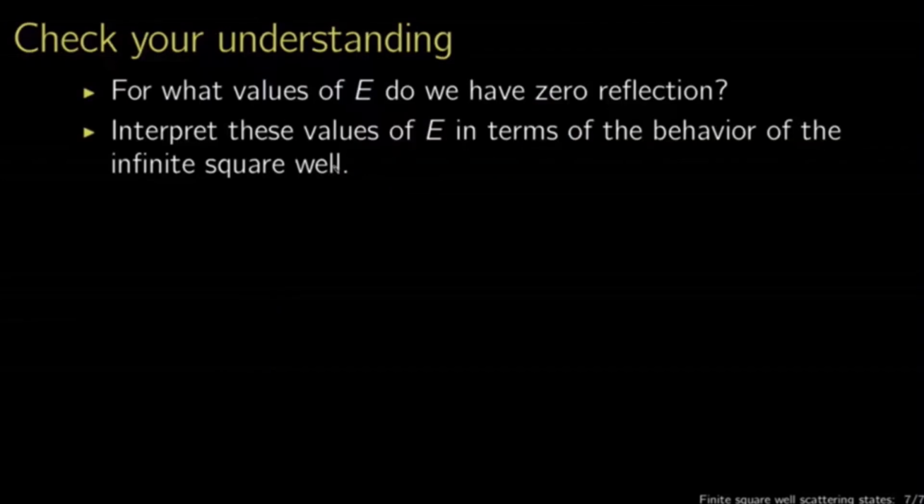That's about it. To check your understanding, go back and look at that definition of the transmission coefficient and figure out what values the energy has where we get zero reflection. Those perfect transmission values have a nice interpretation in terms of the behavior of the infinite square well, so look at those energies and figure out where they happen in the context of the energies of infinite square well states.